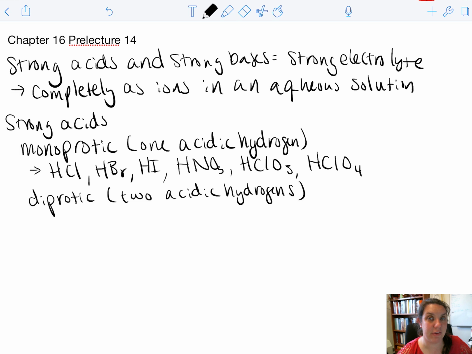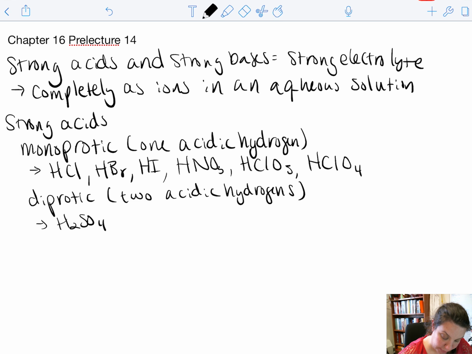Only the first one is considered, only the loss of the first one is when we have a strong acid. After we lose that first acidic hydrogen, we now have a weak acid. And this one is sulfuric acid. So our only diprotic acid that's considered strong. After we remove that one hydrogen, so if we have hydrogen sulfate, then we have a weak acid.